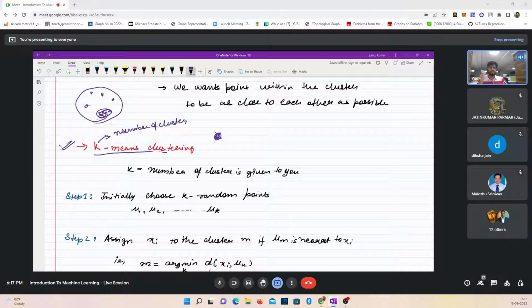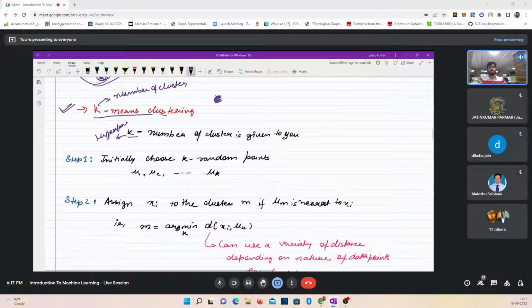This number of clusters you have to fix a priori. So this is sort of a hyperparameter, you can say. You have to fix this k before you start doing any kind of computation.